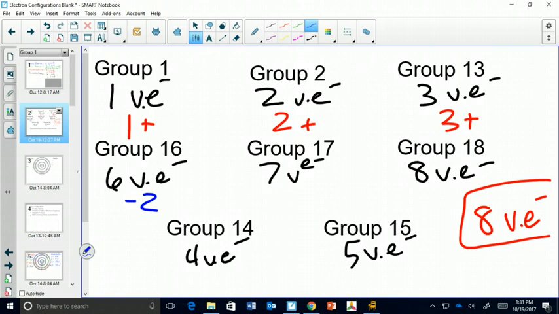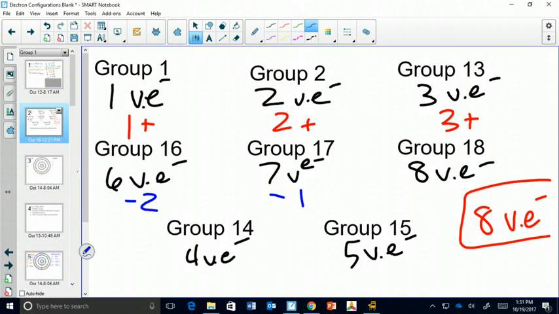Okay? How about group 17? It has 7 valence electrons. It can either give away all 7 or accept 1. It's going to accept 1, so its charge? Negative 1. We're cool so far? Okay, making sense? How about group 18?